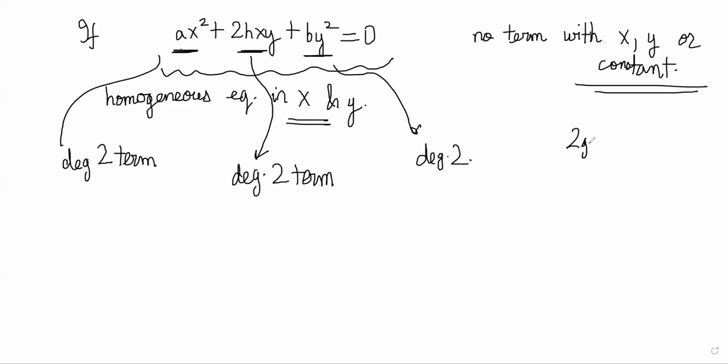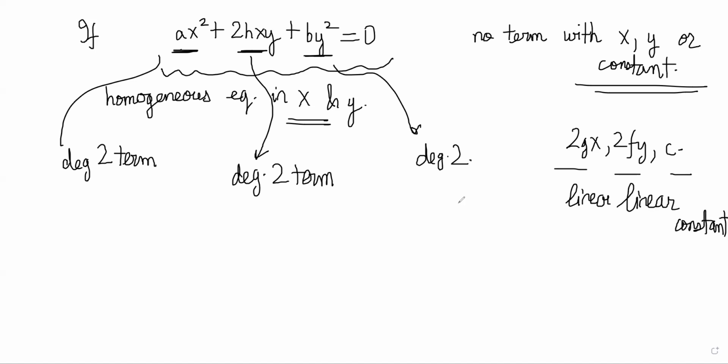We are missing the terms 2gx, 2fy, and c, right? These are linear term, and constant term. Degree 1, and 0. So whenever you have a situation where you have a homogeneous equation in x and y, that will represent two straight lines passing through the origin.